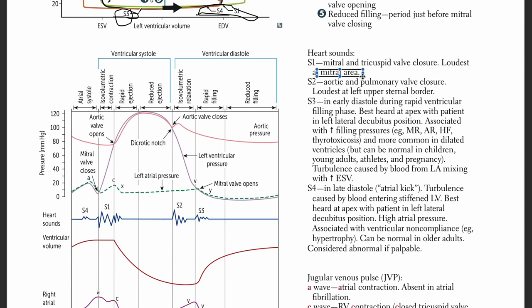Hypertrophy of left ventricle, and that way you can deduce what's happening. S2, aortic and pulmonary valve closure, loudest at left upper sternal border. Sorry. Okay.